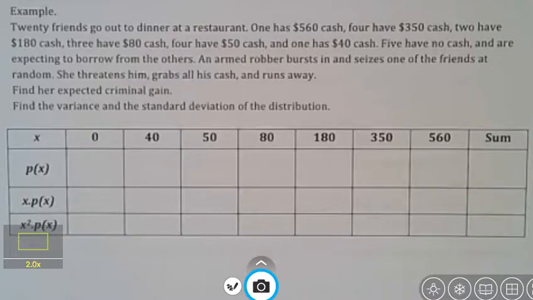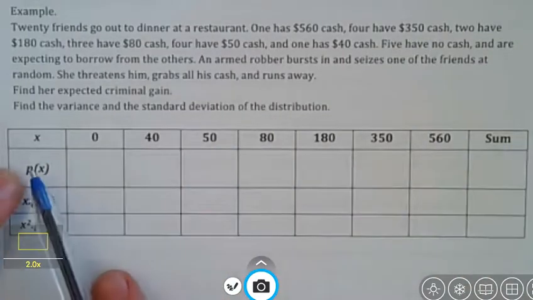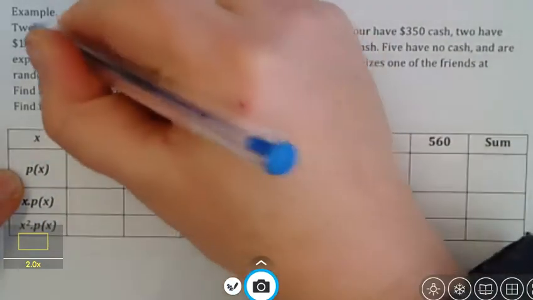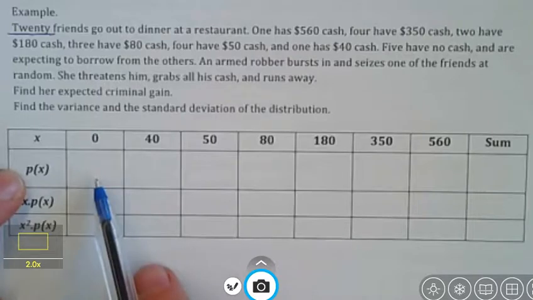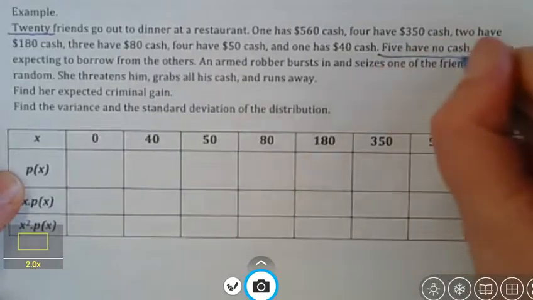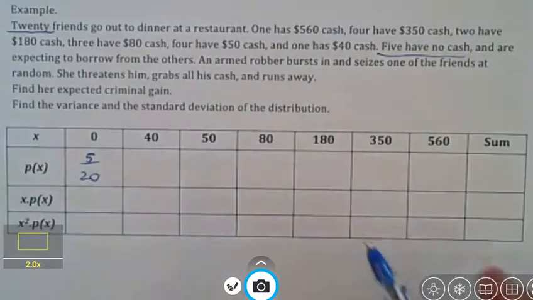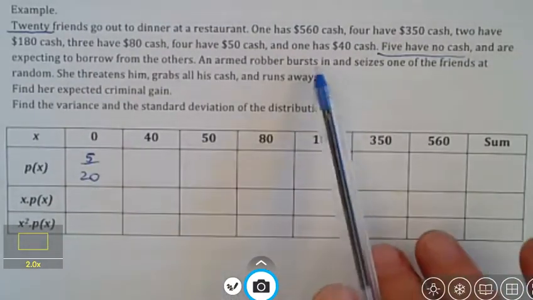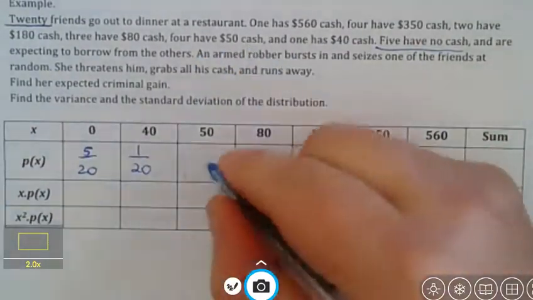So it's like, you know, on average, what do we think that this criminal is going to walk away with? So we've got all our different outcomes here, but we need the probability of each. Now, how many people are there altogether? 20. So what's the probability that the criminal will get one of the people that's got no money? Yeah, 5 people have no cash. Just leave it as 5 over 20. I mean, you can write a quarter, it doesn't matter. Then $40. One person has $40. So one person out of the 20. 4 have $50 cash. Are we good?